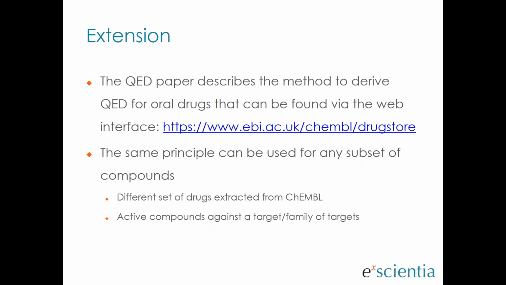And finally, on QED, our paper described a method to derive it from oral drugs, so it can be available via the web interface. But it's not limited to oral drugs, so you can define the same type of function and scoring for different drug sets, maybe non-oral or drugs which are not yet approved, but also on any set of compounds. You may want to derive how similar your compound would be to compounds active against a specific target or family of targets, and use it to design your future compound or rank your own internal library.